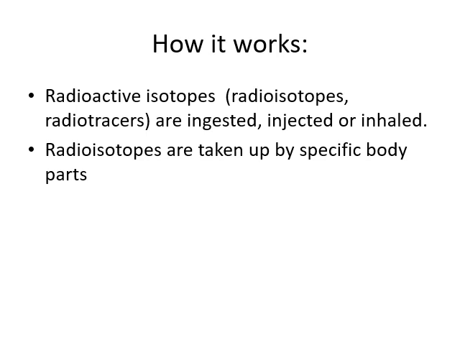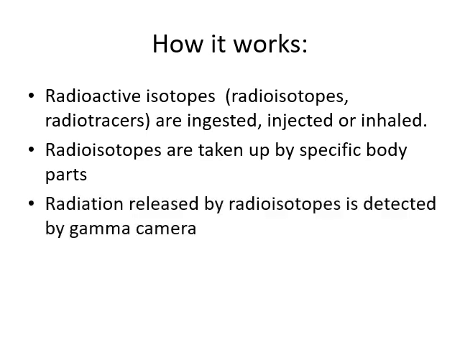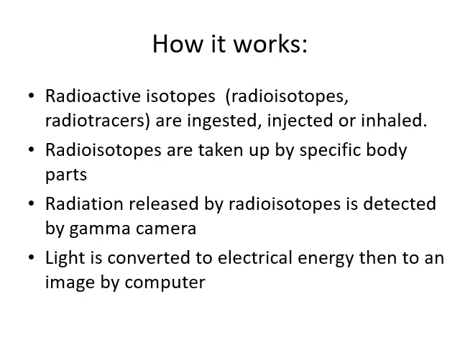Now, once those parts of your body have the radioisotopes in them, as those radioisotopes decay, they are going to be releasing the radioactive energy out, and the camera is going to pick up that energy. So the radiation released by the radioisotopes is detected by the gamma camera, and so that we don't have to spend hours on the physics of all this, that energy is converted to electrical energy and then to an image by the computer. Just change the slide to say energy. I don't know why it still says light. That was just dumb, and I didn't catch it.